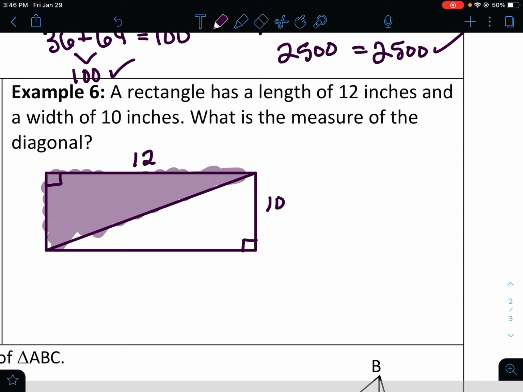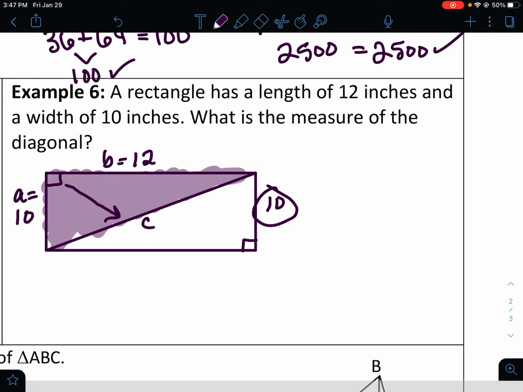Okay, and if this is 10 over here, then we know that this side is also 10. All right, and the diagonal is going to be the hypotenuse. It's going to be C, which is called the hypotenuse. There we go. And then 10 can be A, sure, why not? And then 12 can be B. A and B are interchangeable, but C has to always be the same, the hypotenuse.